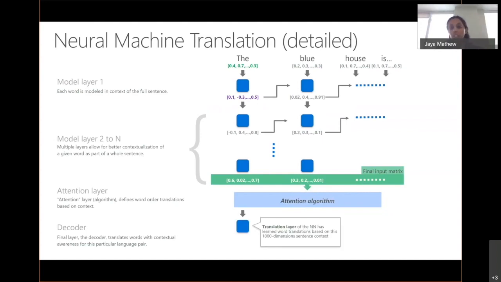So if you look at this, the translation layer, based on the 1,000-dimensional sentence context as well as attention, starts to translate one word at a time. So it knows that the translates to le in French, and then it knows that in English it comes as blue house, but in French it's maison bleu, so it's like house blue. So it knows the entire context and the switching of words, etc.